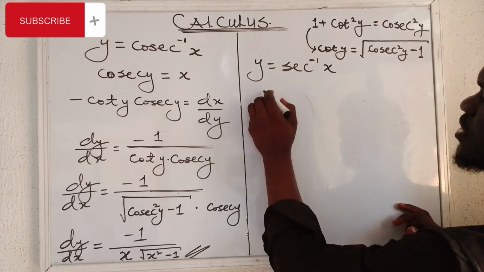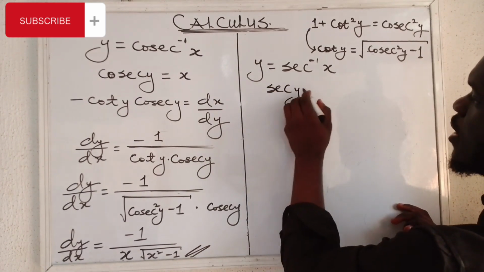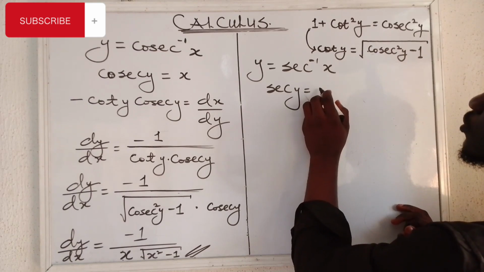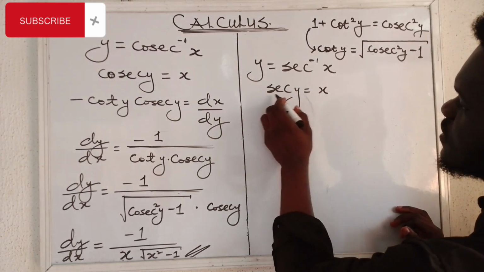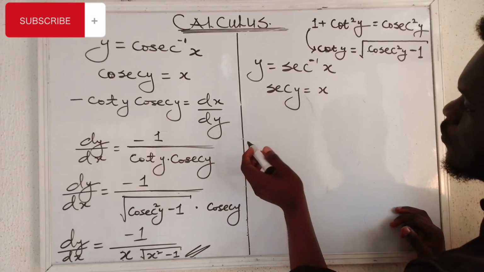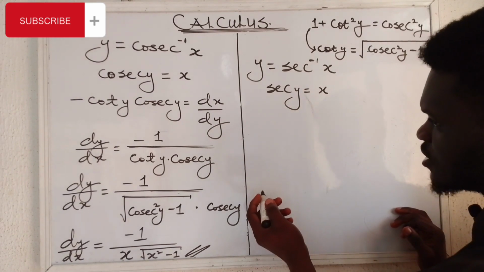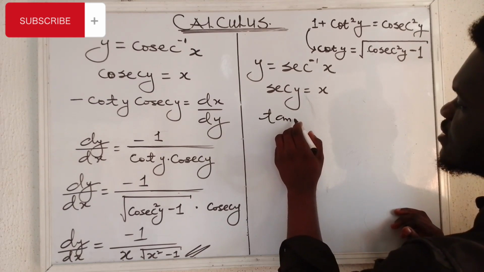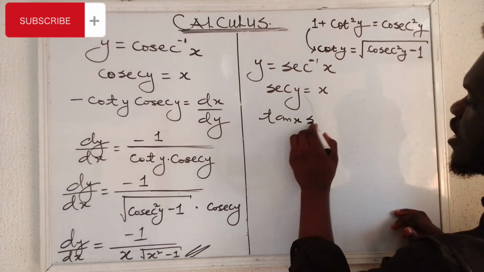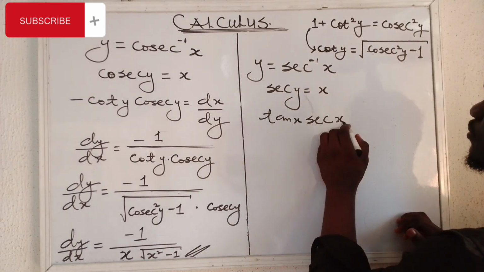Now the same thing applies here. This can also be rewritten to become sec y equals x. Now what is the derivative of sec y? Yes, if you differentiate this, you are going to get tan y sec y.